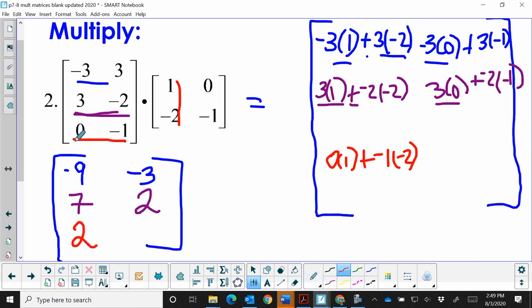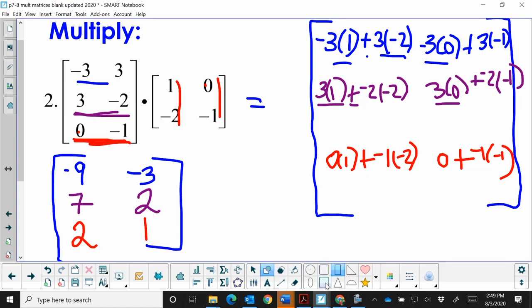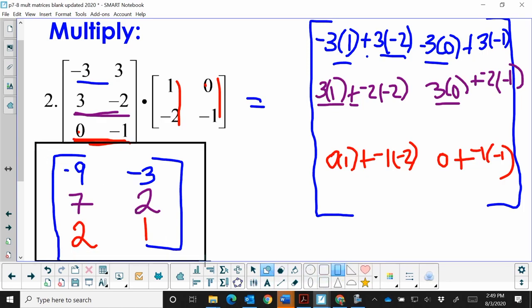And then the bottom row, second column, 0 times 0 is 0 plus -1 times -1 will give me +1. So this is my solution. Let me box it up so we can show it. There's my solution when I multiply these two matrices together, a 3 by 2 times a 2 by 2. And my answer is a 3 by 2.